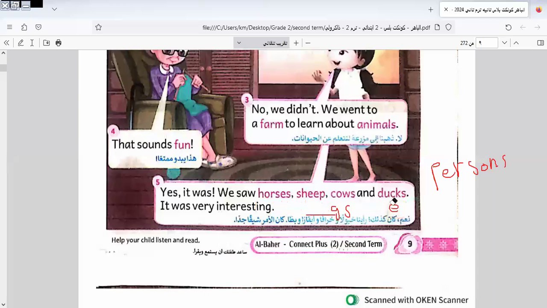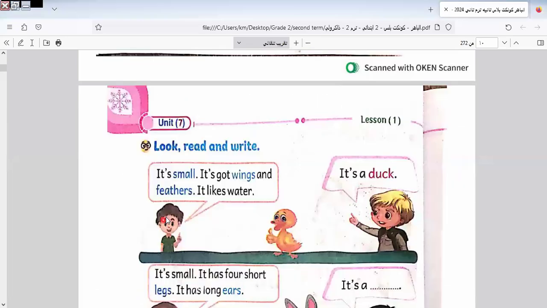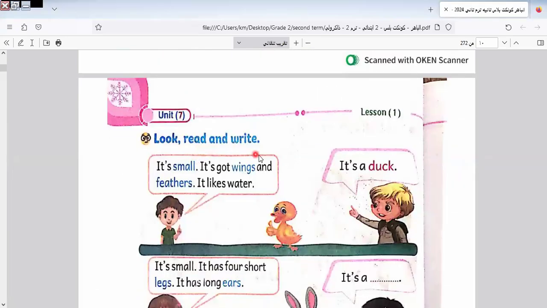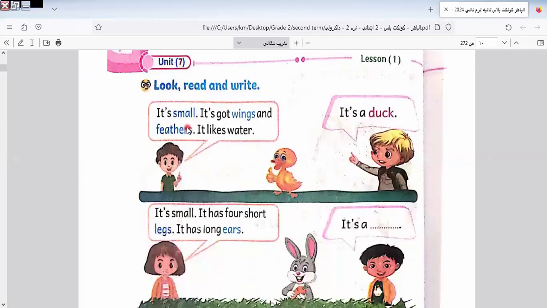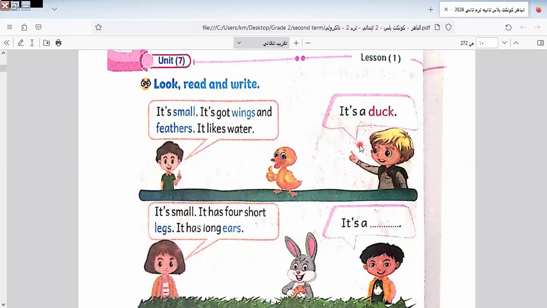Okay, let's go to another item here in this unit. Look, read, and write. Here we give you a puzzle to make you guess which animal we talked about. Okay, it's small. It's got wings and feathers. It likes water. Can you guess with me which animal it is? It's a duck.